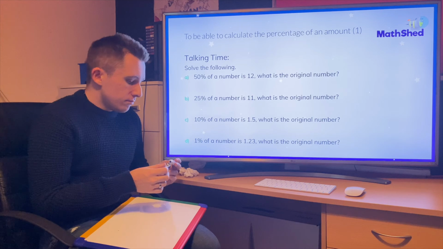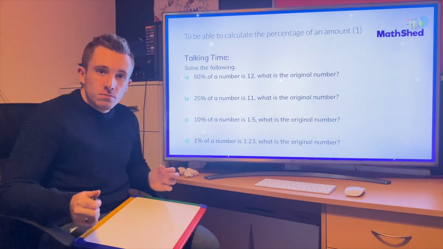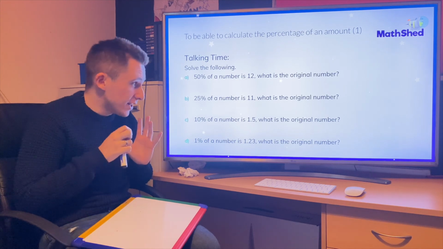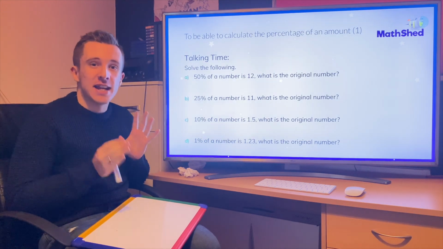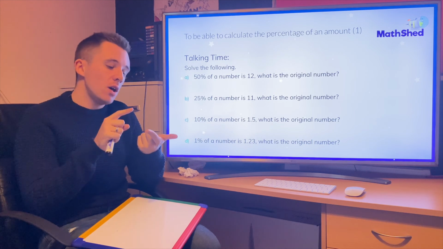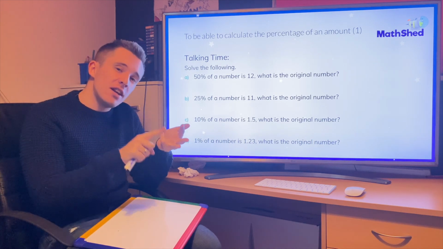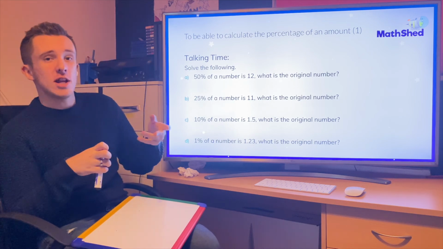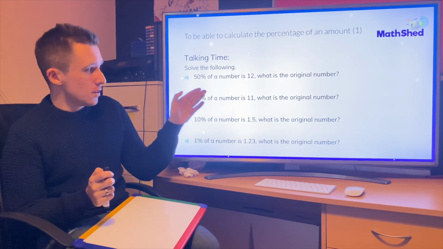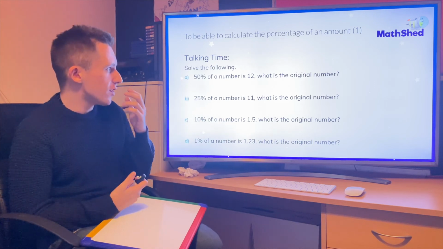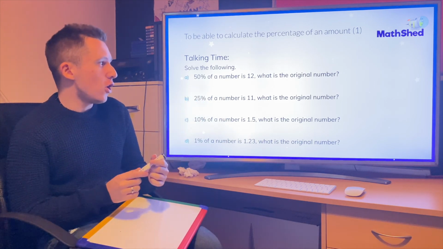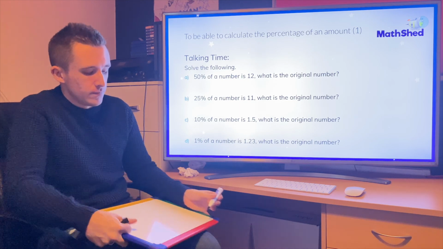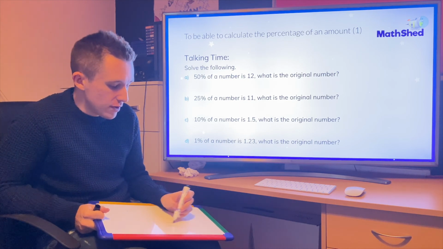So, this is what we call the reverse. And I'm going to aim this mainly at my group. So for everyone else, if you've had a go up till now, that's fantastic. That was the main aim of today, is you to be able to do 50, 25, 10 and 1% of a number. That's your objective. For my group and anyone that wants to have a challenge, this is the sort of thing you're going to have a look at. So it says here 50% of a number is 12. Okay. And it's asking me what the original number is.